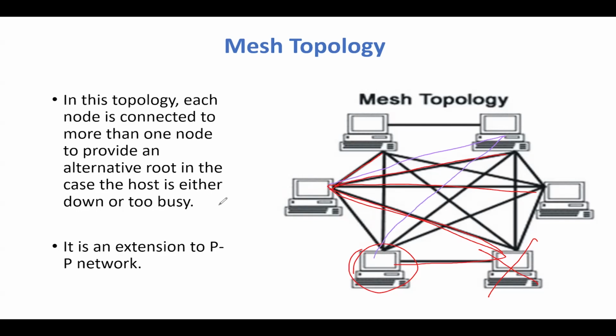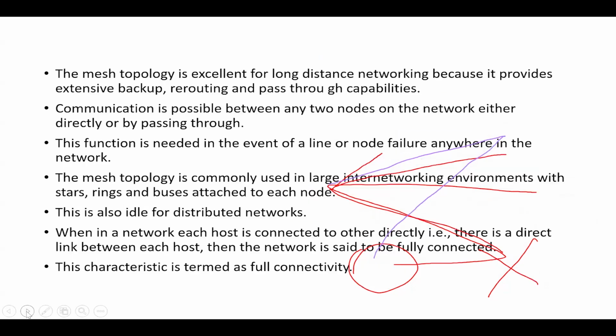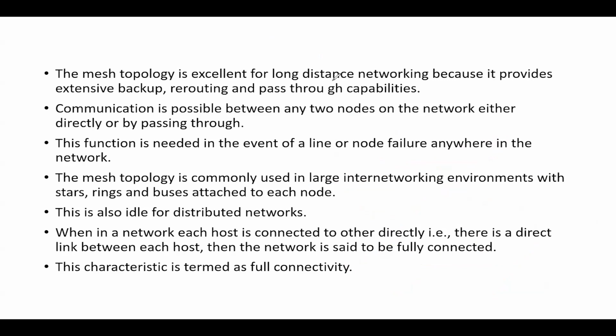So it is an extension of a P2P network. The point-to-point network we had seen in the previous session. So that is the extension of that point-to-point network. The mesh topology is excellent for long-distance networking because it provides extensive backup, rerouting, and pass-through capabilities. All right. So extensive backup, like I told you, if one of the nodes fails, still we will have a backup route through which we can send our packet. We can do the rerouting and pass-through capabilities. These are there when it comes to the mesh topology.